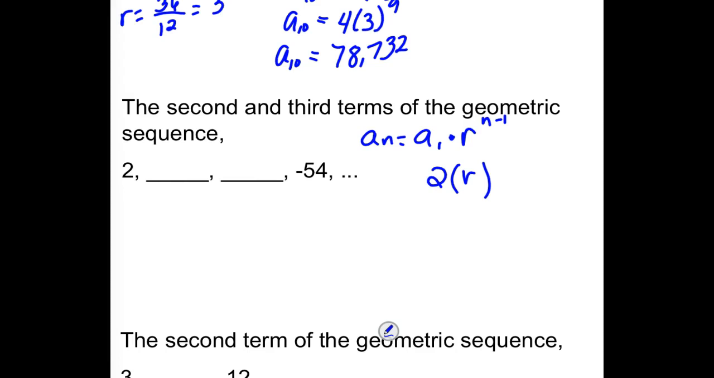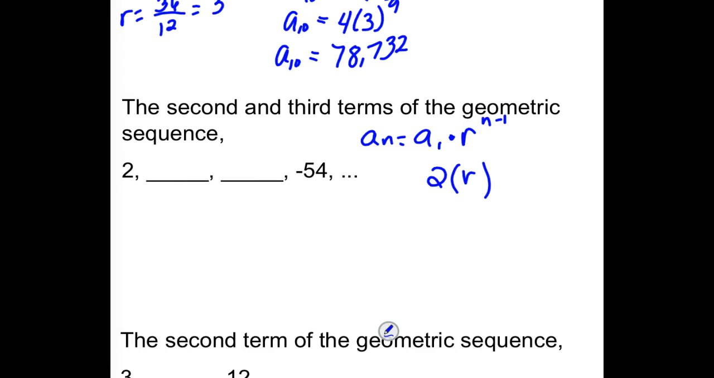Say it again. All right, he's saying R has to be negative. Talk at your tables for a minute. Why would R have to be negative? If you're multiplying and you go from a positive 2 to somehow getting to a negative 54, we had to change the sign. Agree? All right, so that's a good thing to be noticing. We should expect an R value that's negative.